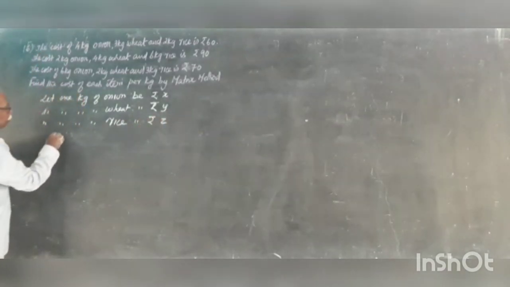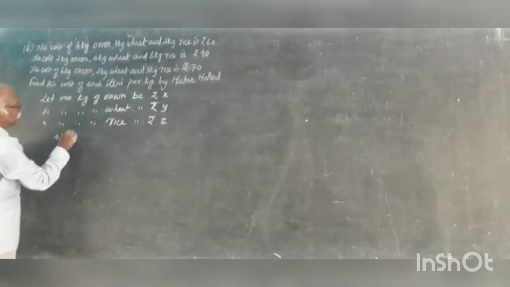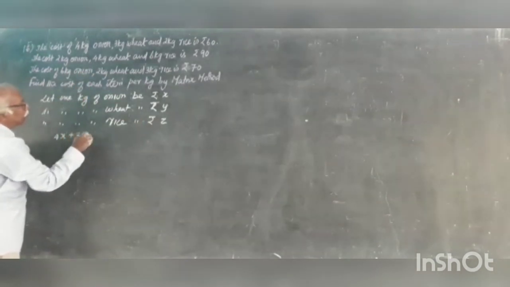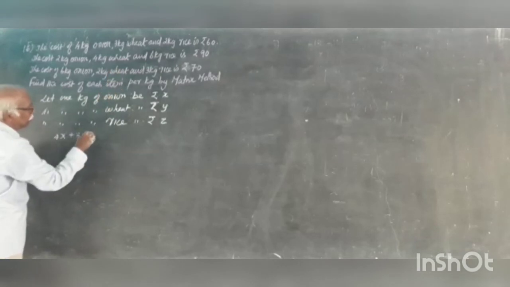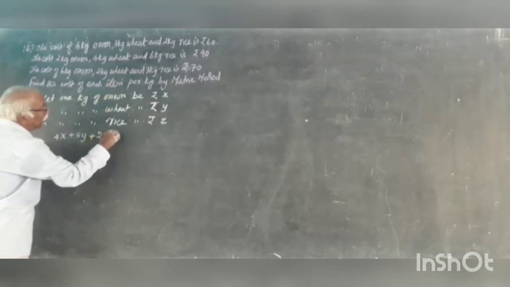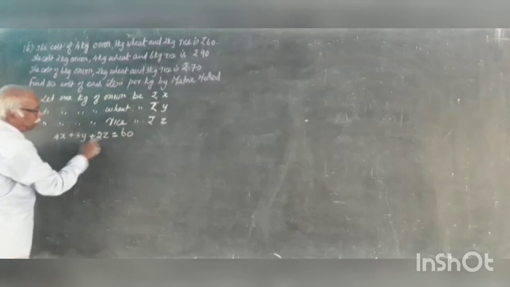You have to form the equation. 4 kg of onion, 4x, plus 3 kg of wheat, 3y, plus 2 kg of rice, 2z, cost rupees 60. First equation.